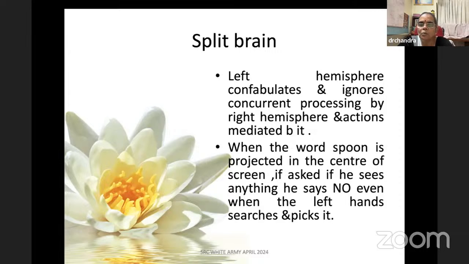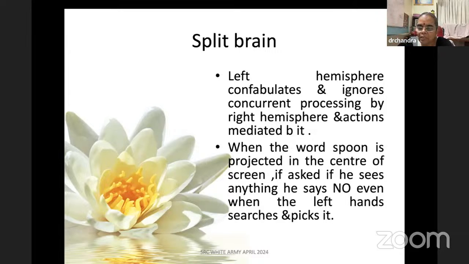When the word spoon is projected in the center of the screen, and he is asked if he sees anything, he will say no. But the left hand can search for the object seen and pick it up. So it has seen it and interpreted it, but it has not been converted into language, which has to be processed through the left hemisphere. So it will confabulate an answer and say, I did not see what is written there, but it has seen. That is how the left hemisphere tells lies.